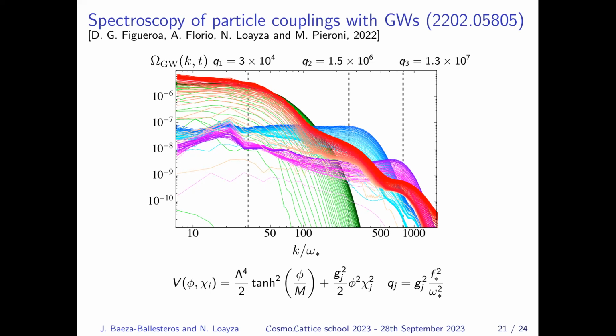We were exploring the way of using the information that the gravitational wave background gives us in order to measure or determine the coupling strengths of different particle species with the inflaton. So in this case, this is one of the nicest plots we have.